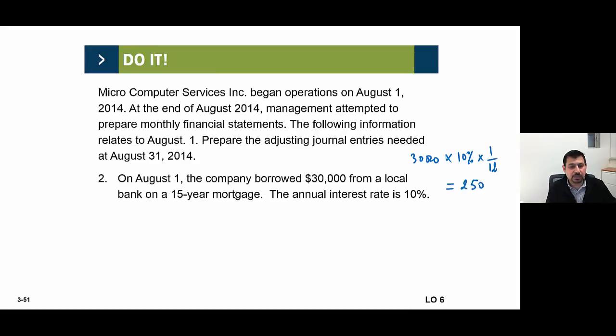So the amount of interest that has accumulated during the month of August is $250, and the adjusting entry for this one would need to recognize $250 interest expense. So we have an increase in expenses, so we debit interest expense $250, but because the company will not pay it now, it becomes an interest payable liability. So we credit the liability interest payable $250.